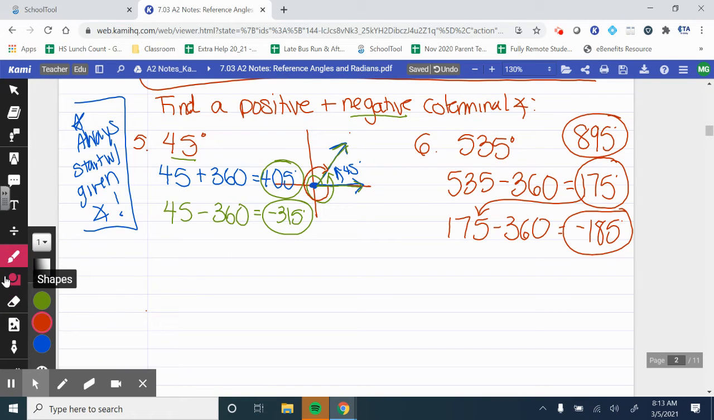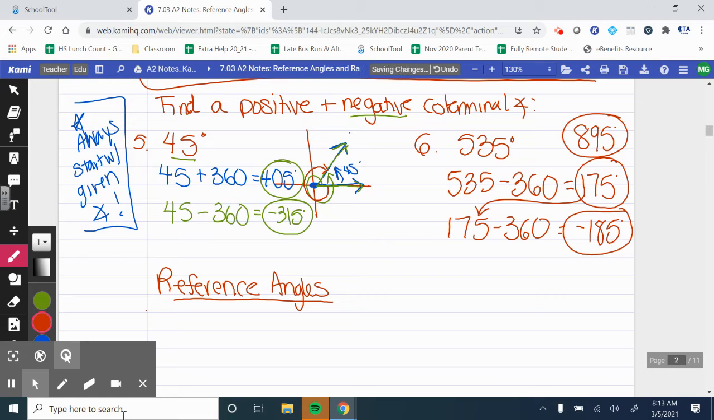We're going to now move on to talking about reference angles. So this is something really important that you will have to use for a lot of the trig stuff we're going to be doing, and you'll also be using it a lot next year in pre-calc as well.